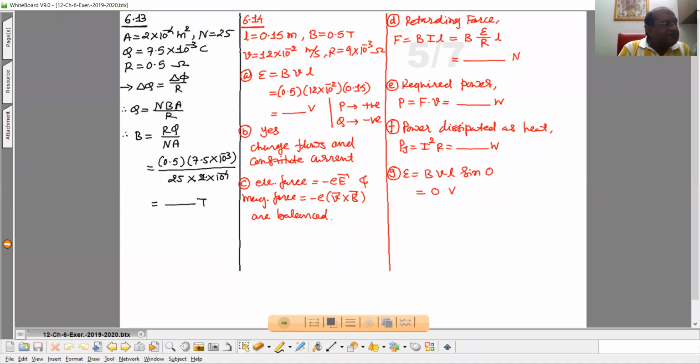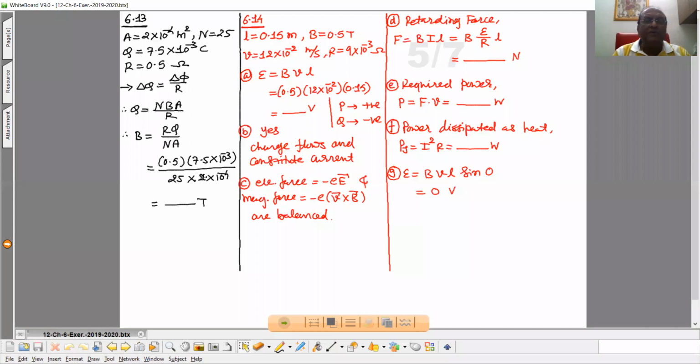Then after 6.14. Figure 6.20 shows a metal rod PQ resting on the smooth rails AB and positioned between the poles of a permanent magnet. The rails, the rod and the magnetic field are in three mutual perpendicular directions. A galvanometer G connects the rails through a switch K. Length of the rod is 15 centimeter and field that is of 0.5 Tesla. Resistance of the closed loop containing the rod is 9 milliohm. Assume the field to be uniform.